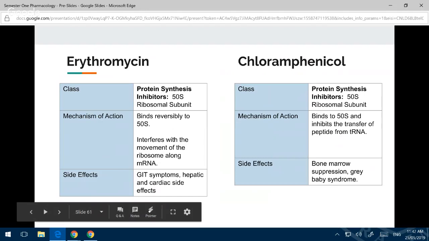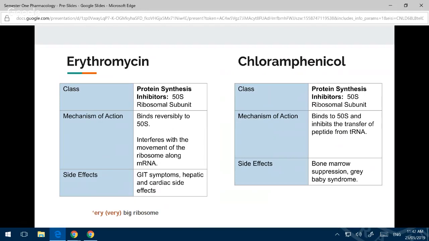Chloramphenicol is similar in that it binds to the same subunit, the 50S, and inhibits the transfer of the peptide from tRNA. But it can lead to bone marrow suppression and grey baby syndrome. So this is not a drug you would prescribe to infants.